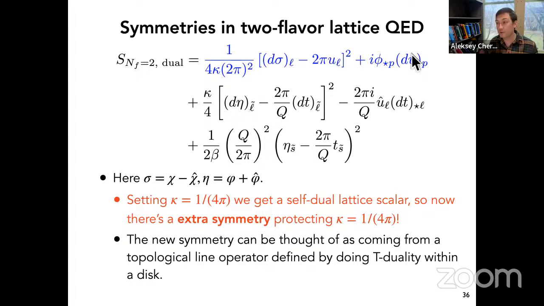And that means that there is an extra symmetry on the lattice when kappa is set to 1 over 4 pi. So that point is protected by a symmetry of the lattice theory. That symmetry can be thought of as coming from a topological line operator that's defined by doing t-duality within a disk, or on half of space, depending how you want to think about it. This topological line operator squares to a lattice translation, but it's a topological line operator, so it's a symmetry, and it protects this point in parameter space. So that's one thing that's kind of interesting.